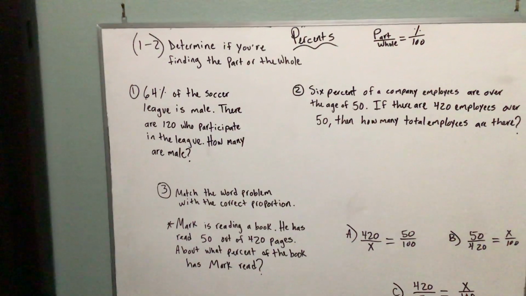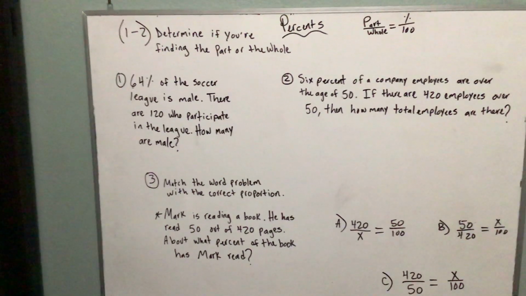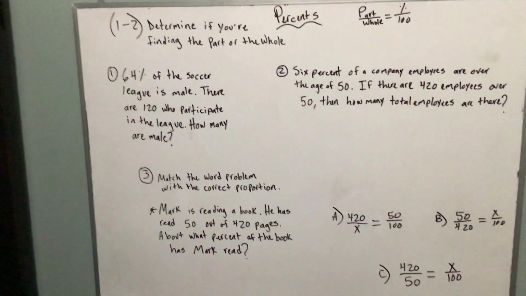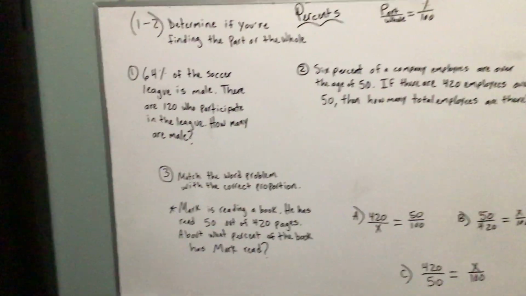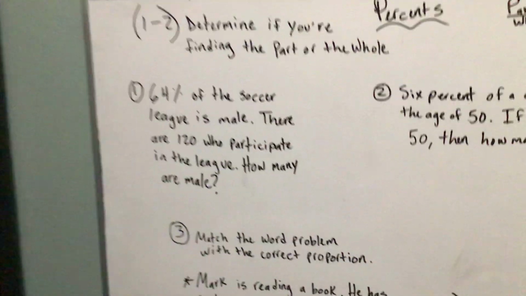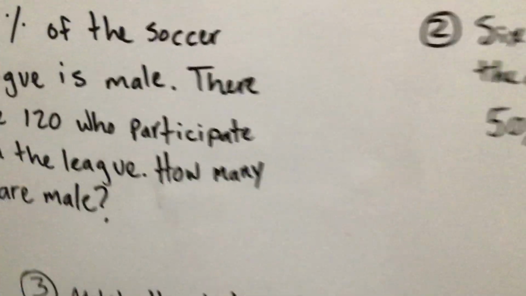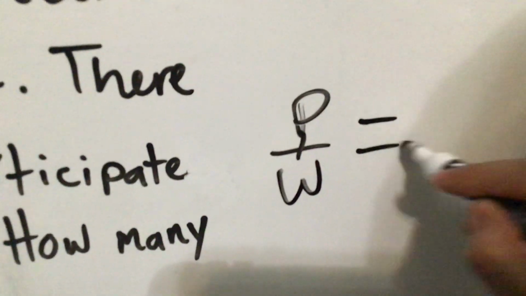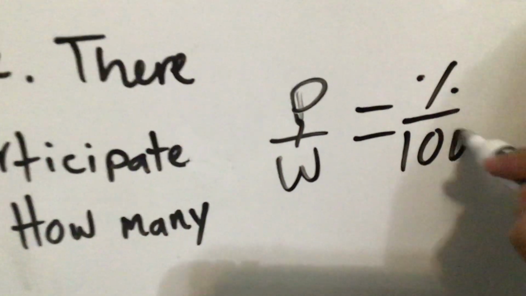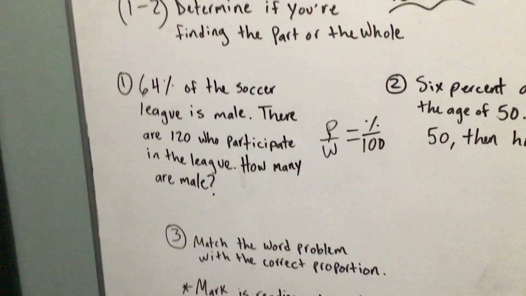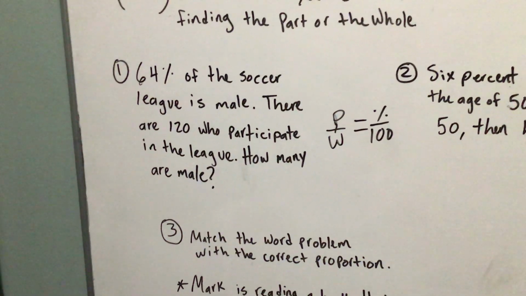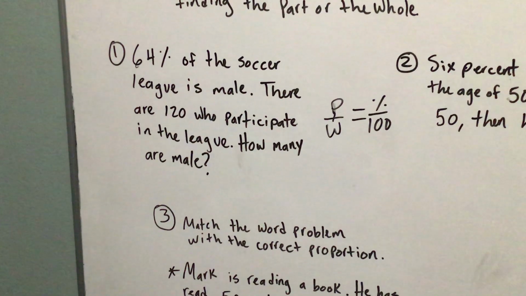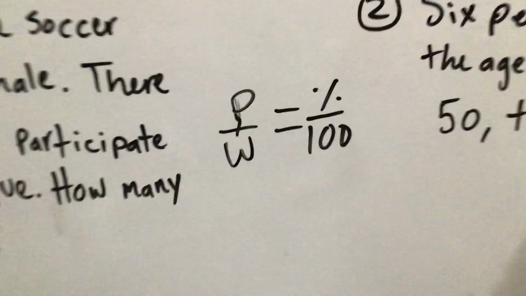Problems one and two, they want you to determine if you're finding the part or the whole thing, meaning that they're not necessarily wanting you to solve it. They just want you to set it up and see what you're looking for. So again, even before I read question number one, I'm going to write down my proportion as step number one. Part over whole, percent over 100. Okay, it says that 64% of the soccer league is male. There are 120 who participate in the league. How many are male? Well, let's try to set it up first.